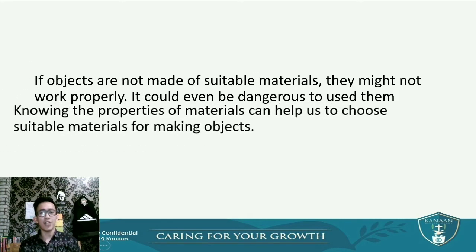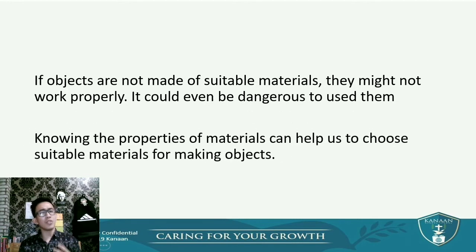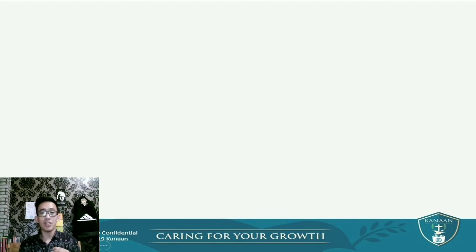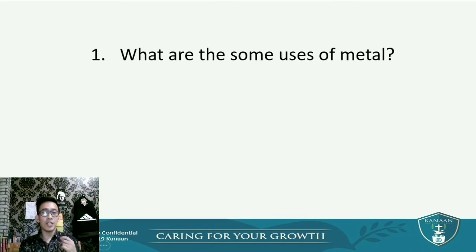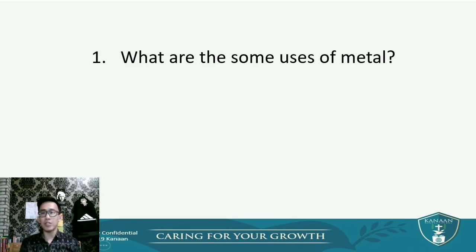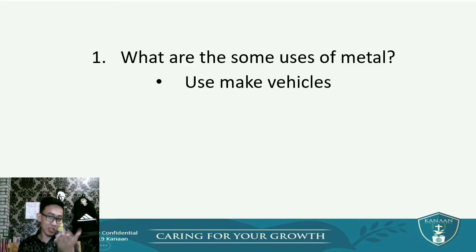Now, knowing the properties of materials can also help us choose suitable materials for making objects. True, right? So, let's do number 1. What are some uses of metal? There are a lot of uses of metal. Metals are strong. Most types of metal are found naturally in rocks, and metal has many uses. One of the uses, this is my example, is to make vehicles.